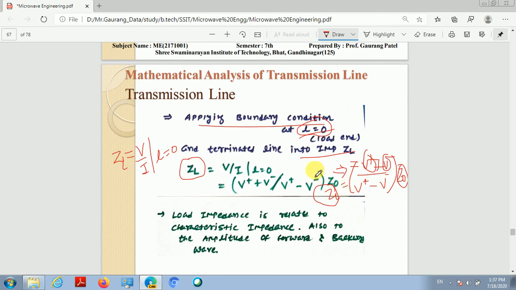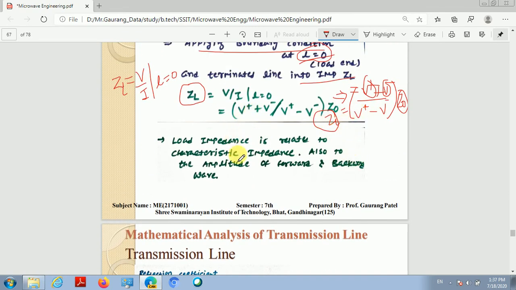One can also note that if we take V plus common from this expression, what will we get? ZL is equal to V plus outside, 1 plus V minus divided by V plus, over V plus outside, 1 minus V minus divided by V plus, into Z naught. The V plus cancels. So we get ZL is equal to 1 plus V minus divided by V plus, over 1 minus V minus divided by V plus, into Z naught.